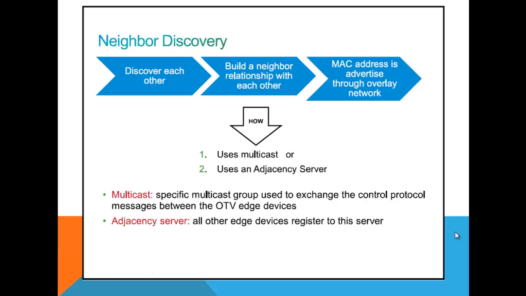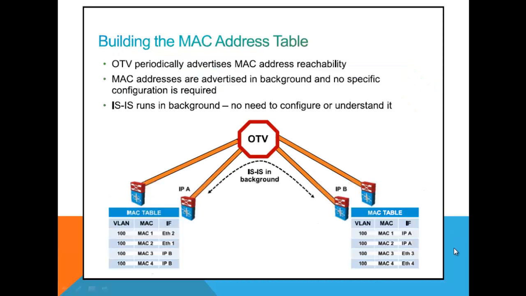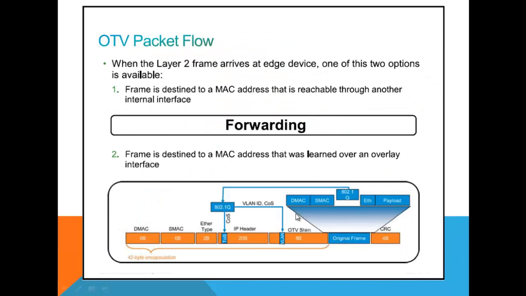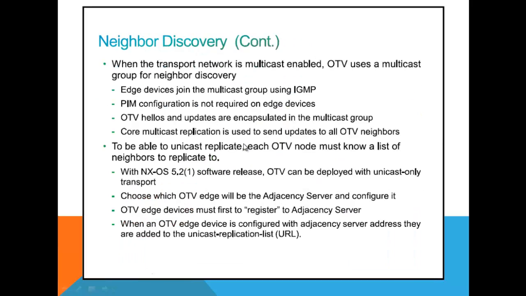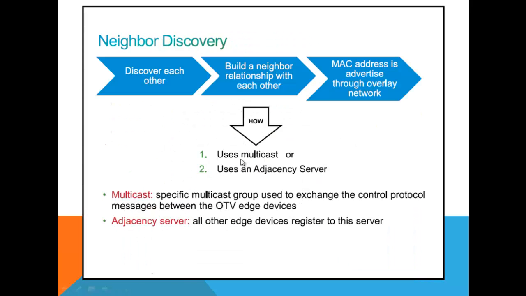Now, to discover neighbor, what neighbor? OTV neighbor between these two sites. Before they share anything, they should form neighbor and establish OTV. To discover neighbor, there are two methods, as I already told you. One is by using multicast address, another one is by using the adjacency server. Using multicast address is what we see in exam.